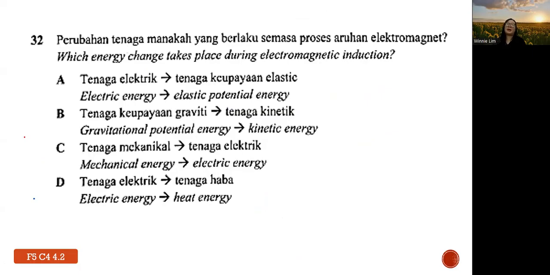So electromagnetic induction is the idea of the production of EMF when there is a change in the magnetic flux in the conductor. So you need to have motion. When you have movement, motion involving kinetic energy, that is called mechanical energy. Then you change it to electrical energy. So the answer for 32 is C.